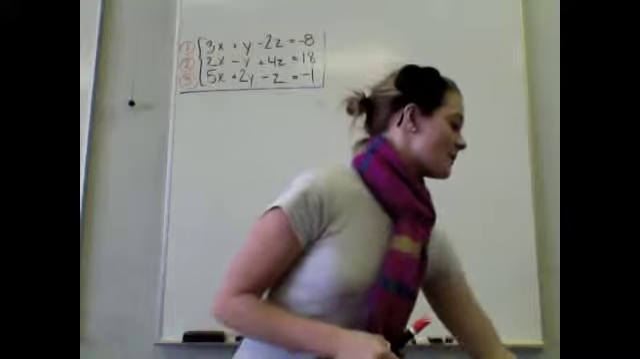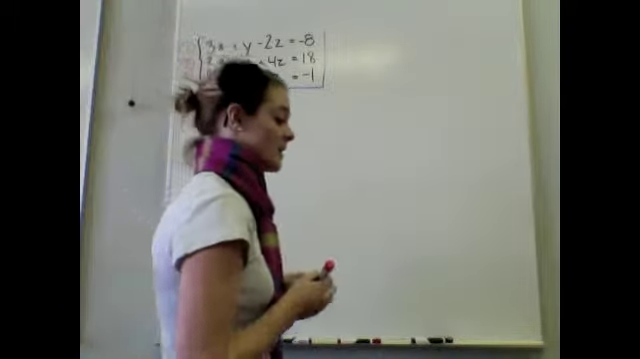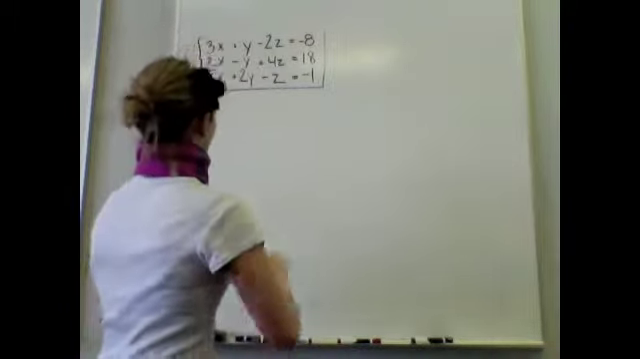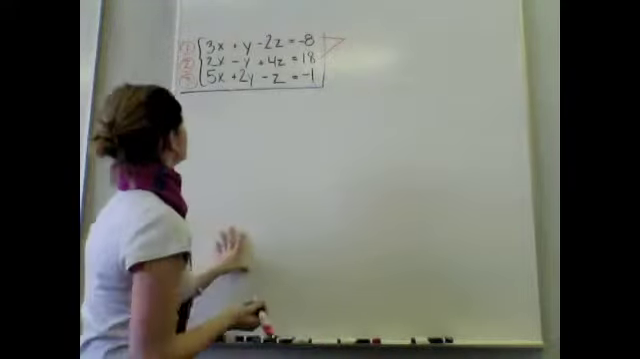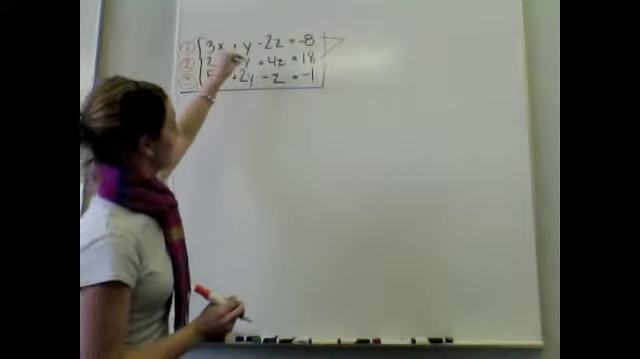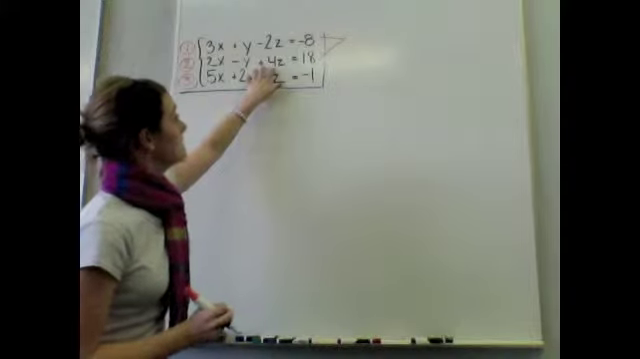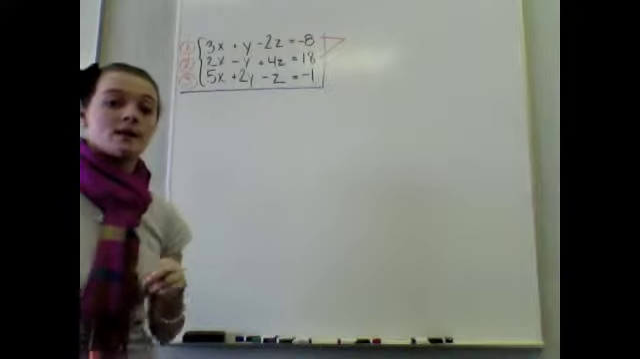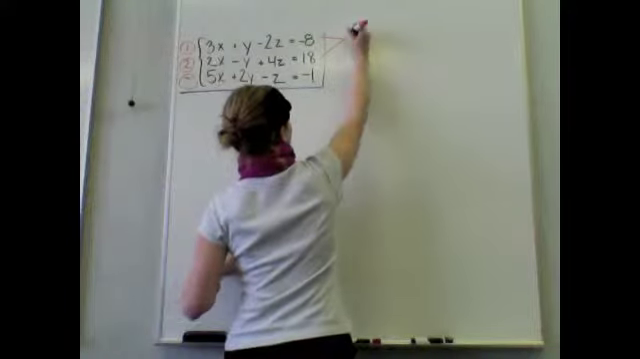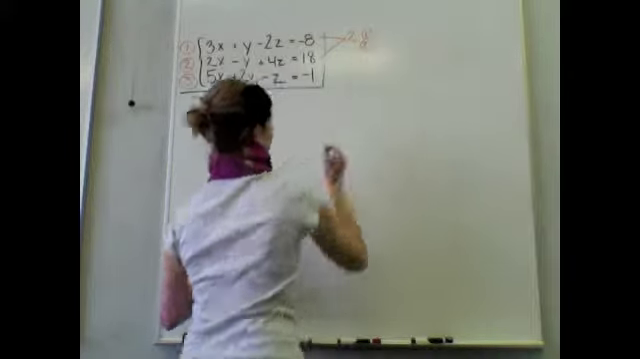I eliminated z before. Now, it could be easier to do y, it could be easier to do x, but I'm just going to choose z, just to prove to you that I can do whatever variable I want. So, let's pair together the first two equations. Looking at the first two equations, if I'm going to eliminate z, I have a -2 and a +4. So I need to multiply the entire first equation by 2 in order to eliminate the z's. Alright, so what I'm really doing is 2 times the first equation paired with the second equation.